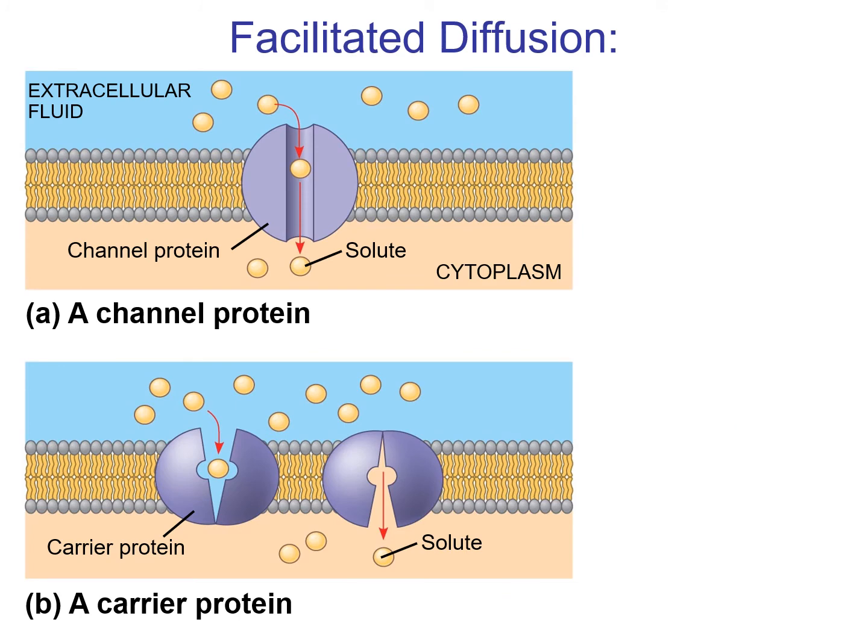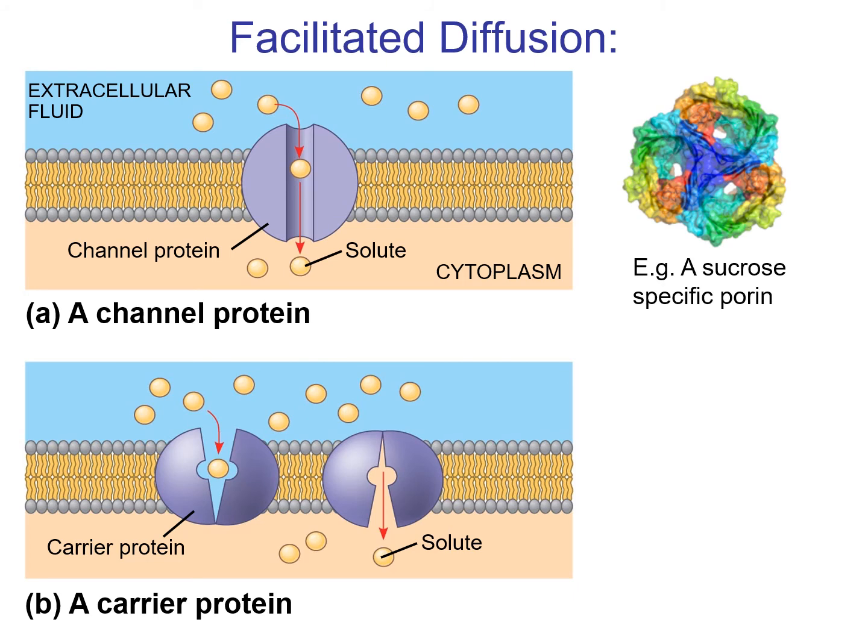So facilitated diffusion involves channel proteins, but it can also involve carrier proteins. Channel proteins are always going to transport things down their concentration gradient. This is always going to be an example of facilitated diffusion. Carrier proteins, on the other hand, some of them engage in facilitated diffusion, and some of them do actually require energy, and in that case it would be an example of active transport. Some examples of these proteins, the channels are quite often called porins. Think about the fact that they have a pore down the middle. Here's an example of one that conducts sucrose.